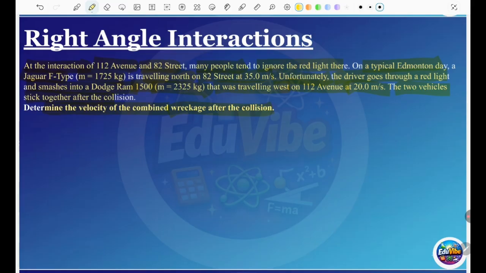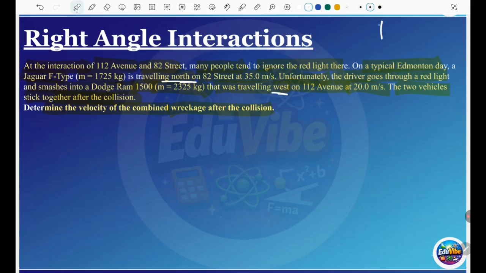This type of question is a hit and stick. As I told you in the previous lessons, in two dimensions we will again use hit and rebound, hit and stick, and we would use explosions too. This question is a hit and stick, but there is something we have to know: we have directions here. We have a north direction and a west direction, so we come to right angle directions.